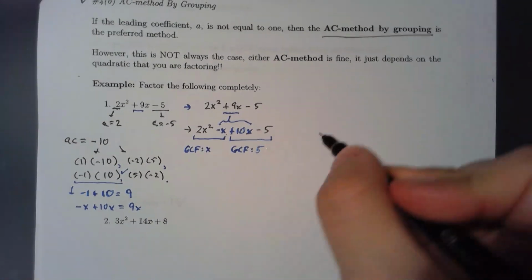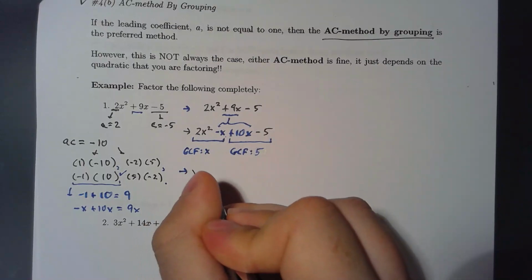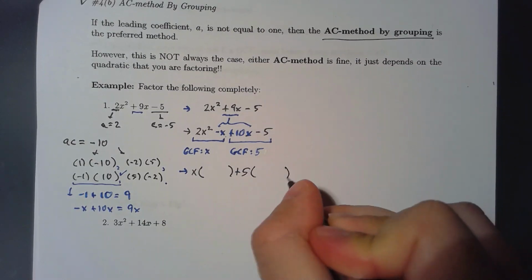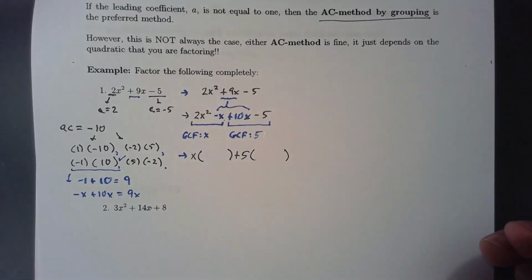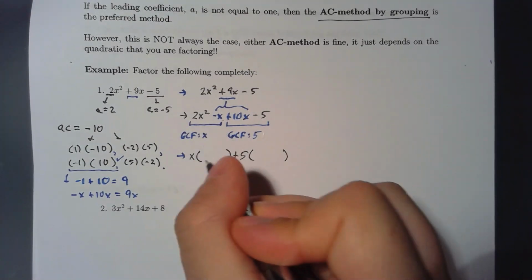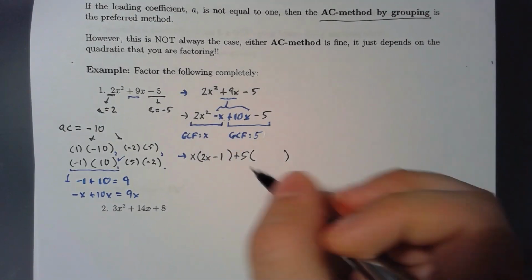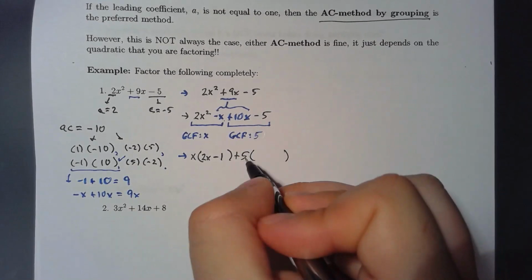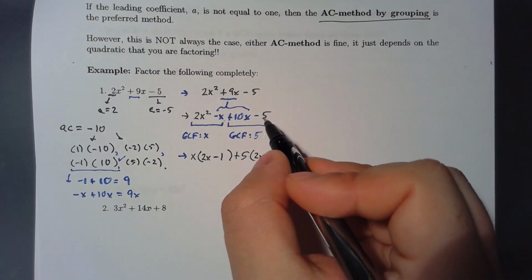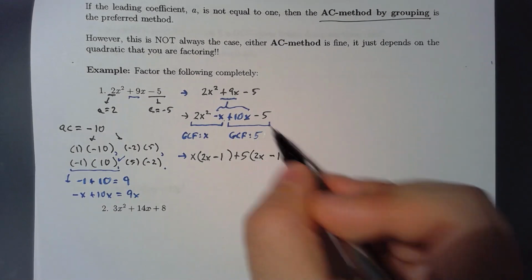So now, when I factor this, I factor the x out of the first group, and I factor the 5, which is positive, out of the second group. Right? So when I factor x out of the first group, what do I have left? Well, x out of 2x squared is 2x, and x out of minus x is minus 1. When I factor a 5 out of 10x, what do I have? I have a 2x. When I factor a 5 out of negative 5, I have a negative 1. Right? 5 times negative 1 is negative 5.